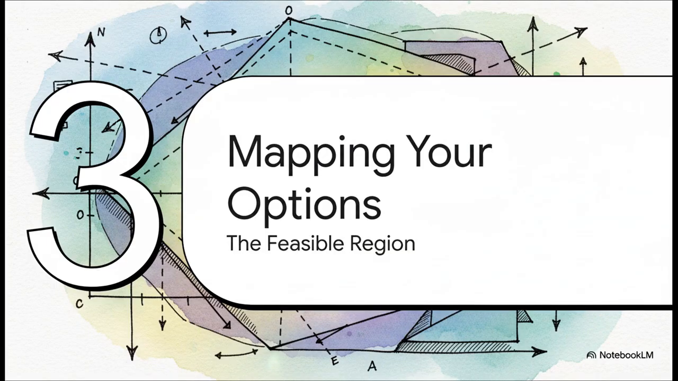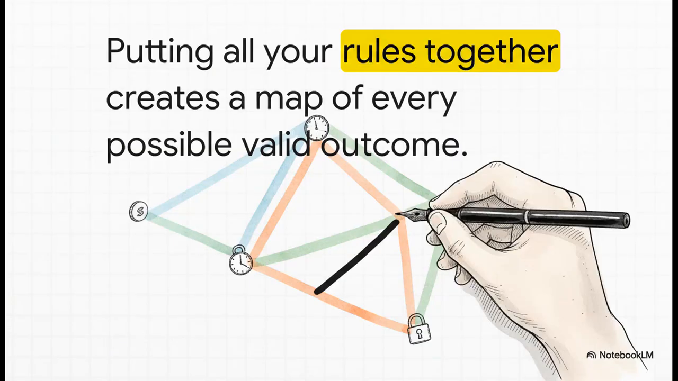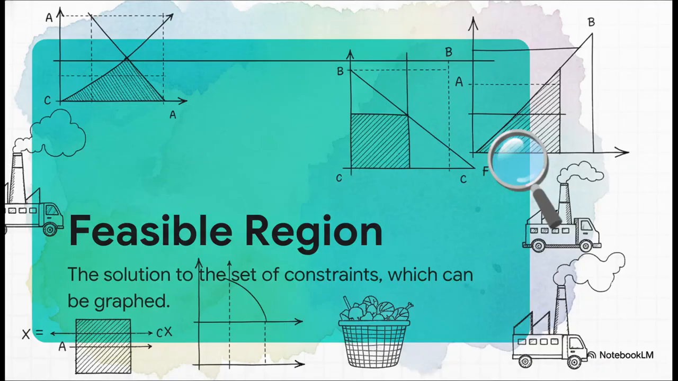Okay, so if constraints define our playground, how do we actually see it? Well, this is where linear programming gets really, really cool and visual. We're literally going to map out all of our possible options. Just imagine drawing a line on a graph for every single one of your constraints. One for your budget, another one for your time, a line for that flour limit, another for the sugar limit. The area on the graph where all these rules overlap starts to form a very specific shape. And that shape is your map of what's possible. And that map has a name. It's called the feasible region.